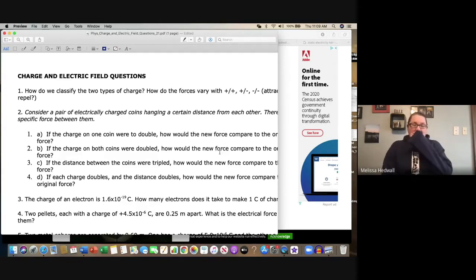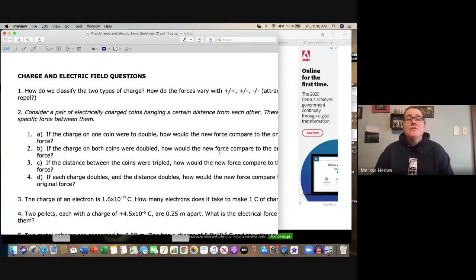So number 1, how do we classify the 2 types of charge? The 2 types of charge that we have are positive and negative. They are naturally occurring. So protons are naturally positive, electrons are naturally negative. If an object has more protons than electrons, it has an overall positive charge. If it has more electrons than protons, it has an overall negative charge. The protons are locked in the nucleus. The electrons, some of them are free to move around. And so that's how those charge differences occur.